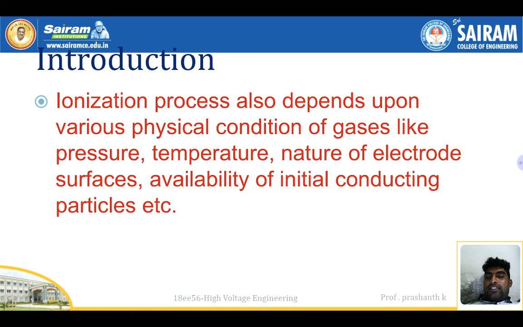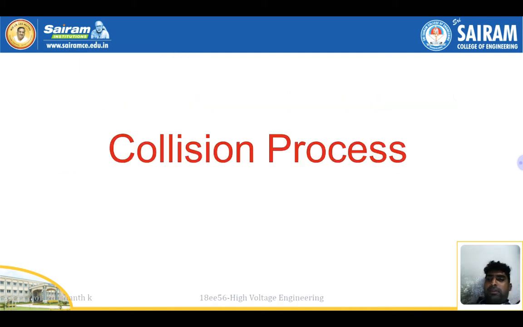I think in the PU classes we discussed Boyle's law and Charles's law. There, PV is equal to RT, or P1V1 is equal to P2V2. So it depends upon pressure, temperature, nature of the electrode surface, solubility, and initial conducting particles. These are the parameters it depends on.